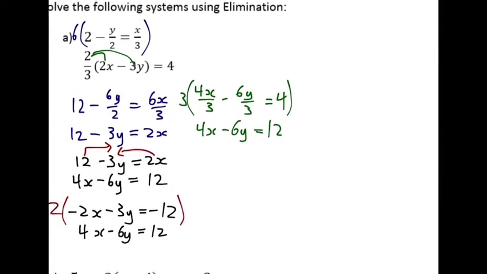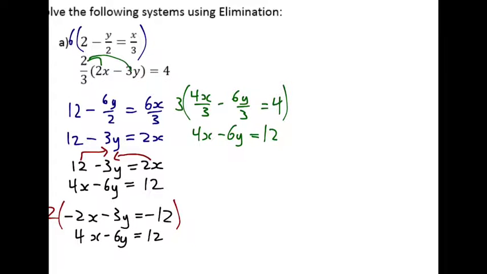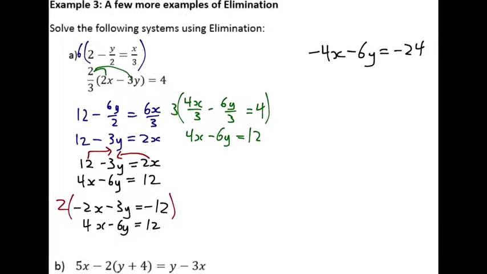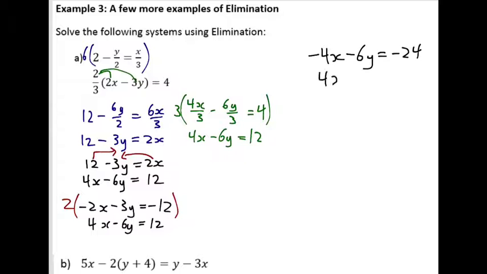I'm going to go over here, make a new column. This gives me negative 4x minus 6y equals negative 24. And then the bottom guy is 4x minus 6y equals 12. This is an interesting situation to be in, because if we subtracted these two equations, which variable would be eliminated? Y. If we added, which variable would be eliminated? X. Cool. Weird. Let's add, just because we haven't done that yet.